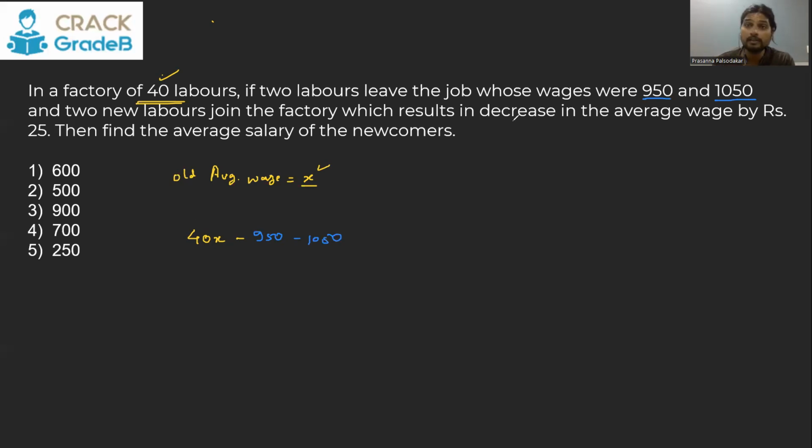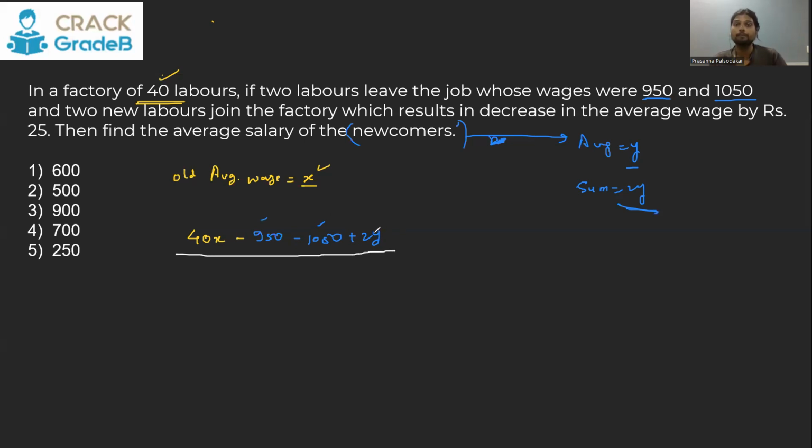But 2 new people are joining as well. So these 2 newcomers, let's say their average is Y. If there are 2 people whose average is Y, their sum is going to be 2Y, because sum is average into number of people. So these 2 go, but these 2 come. So their sum has to be added in the group. And that gets the new sum of the entire group, which has again 40 laborers, because 2 laborers left, 2 laborers joined. So the new number of people is still 40.